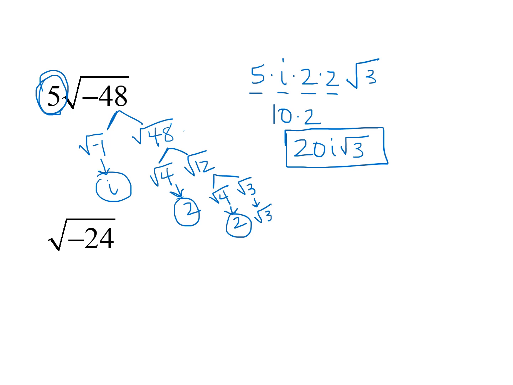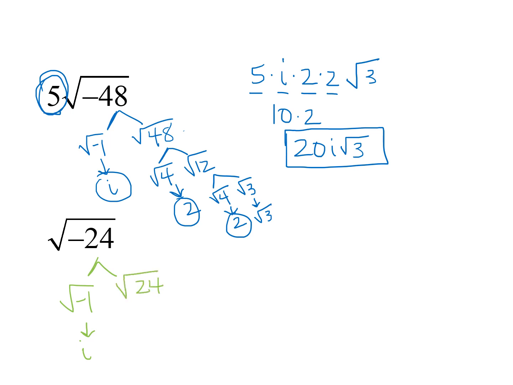Okay, so let's do one more example with this 24. So we want to break down the square root of 24. Again, we have the square root of a negative 1. We want to pull that out right away because that's going to turn into an i. And then we still have the square root of 24.